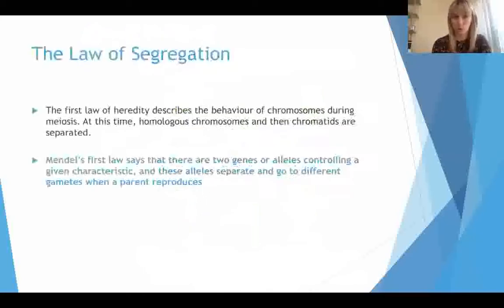The first law of Mendel is the law of segregation. This is the first law of heredity, and it describes the behavior of chromosomes during meiosis. So homologous chromosomes and then chromatids are separated. You've done this already, how this happens. So Mendel's first law states that there are 2 genes or alleles controlling a given characteristic, and these alleles separate and go to different gametes when a parent reproduces.